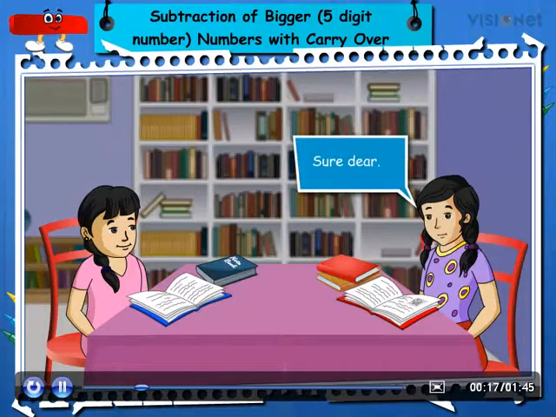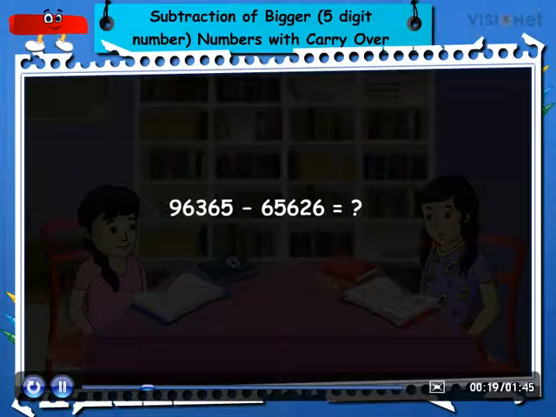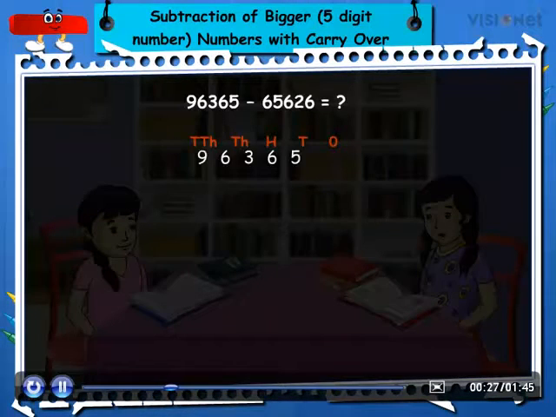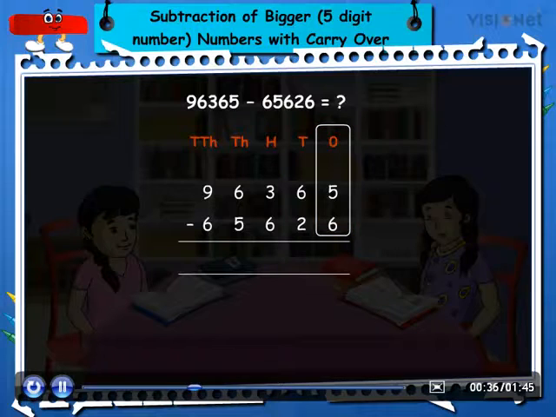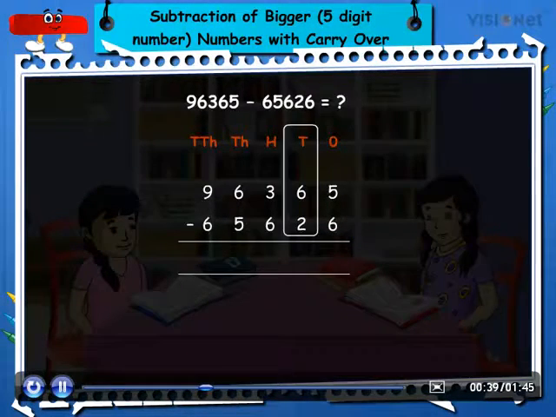Sure, dear. Let us take two numbers, 96,365 and 65,626. We first place one number below the other in the place value table. Now subtract the units place. But here 5 is less than 6, so we cannot subtract it. So we borrow from the tens place.